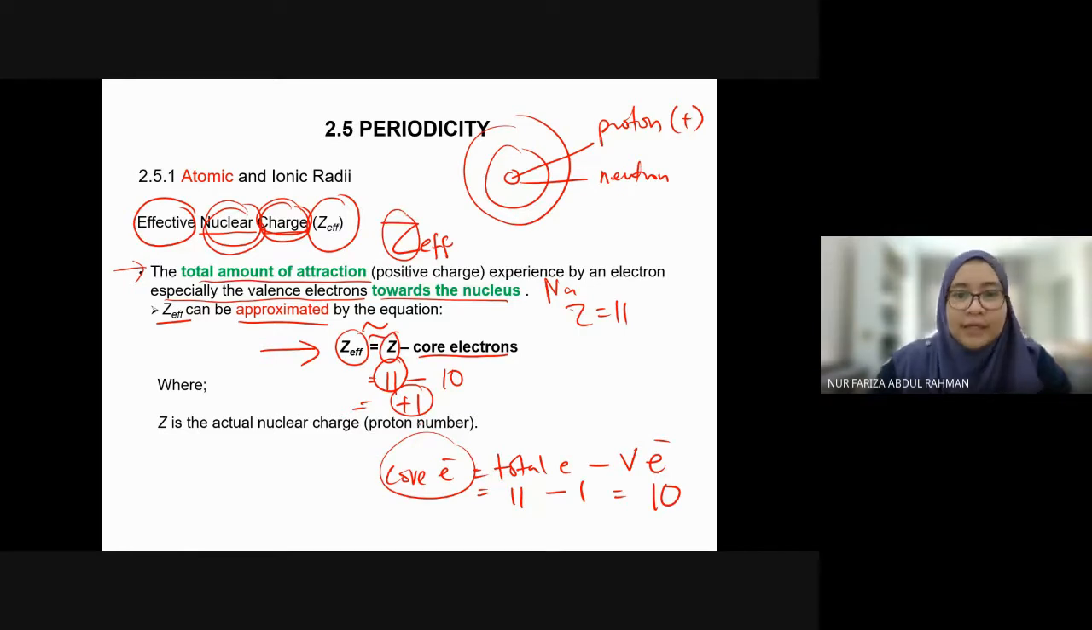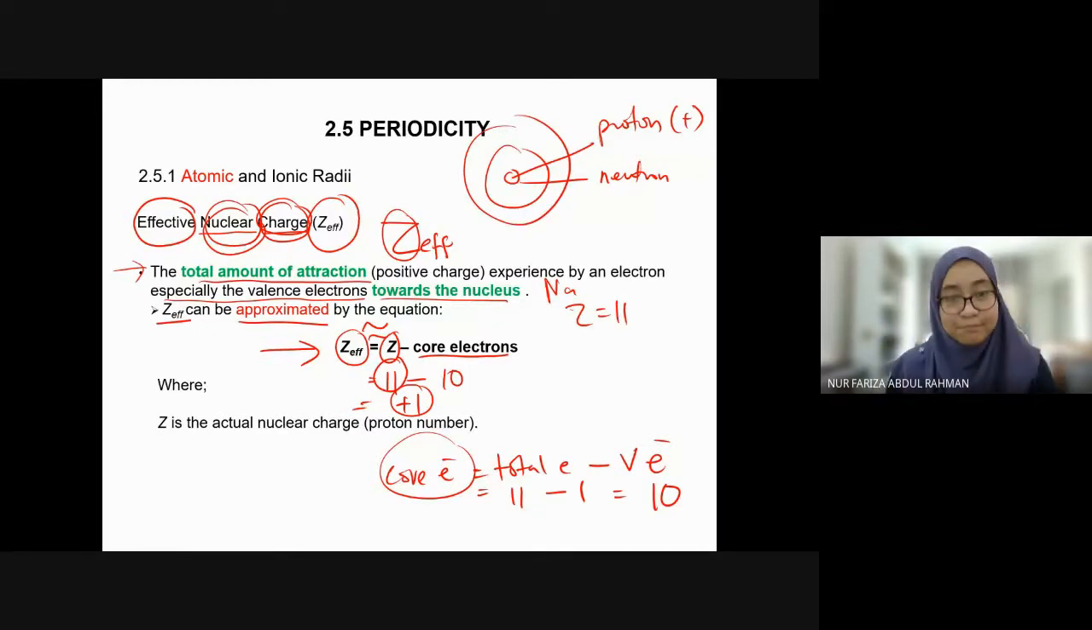Okay, like beryllium, for example, beryllium comes from group 2. So we would know that Z effective, the attraction felt by the valence electron, is equal to positive 2. Okay, for chlorine, for example, the Z effective for chlorine is positive 7.